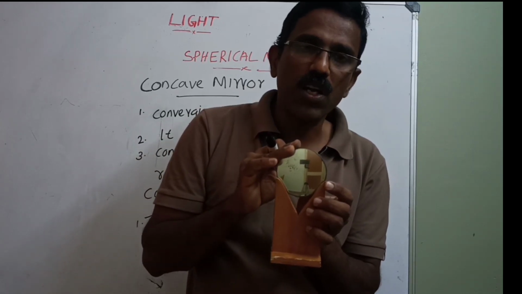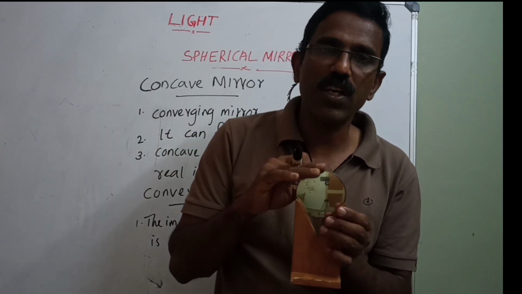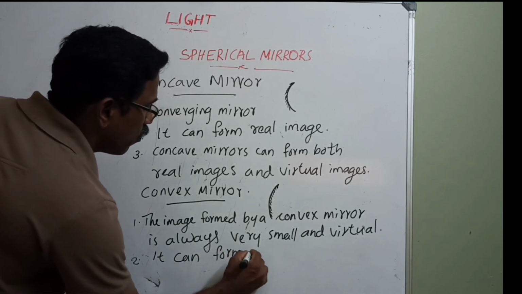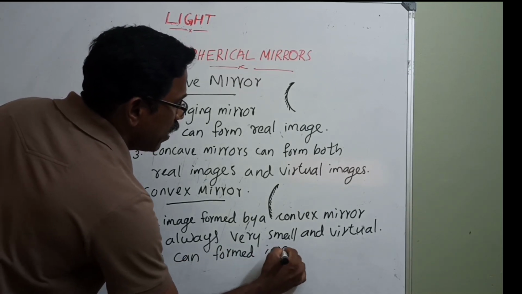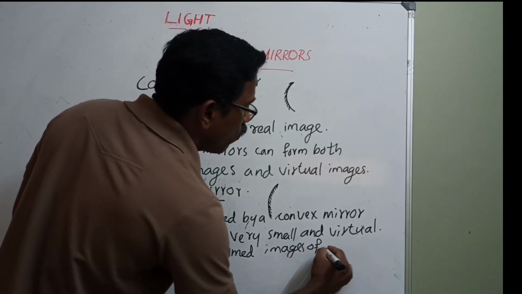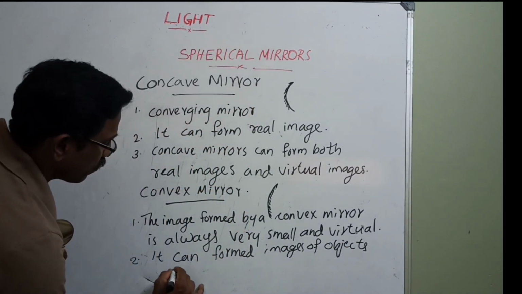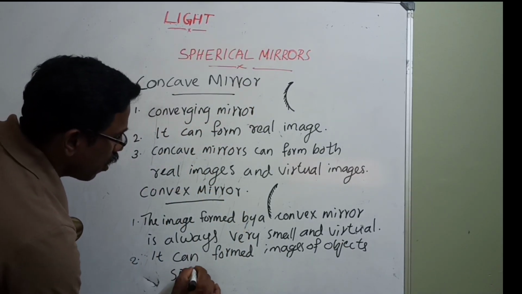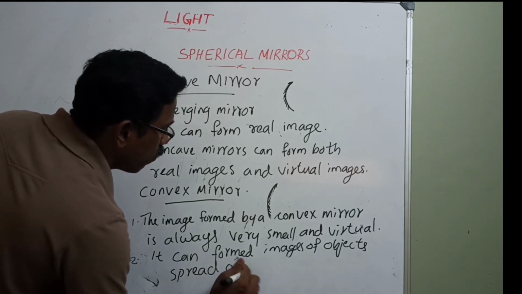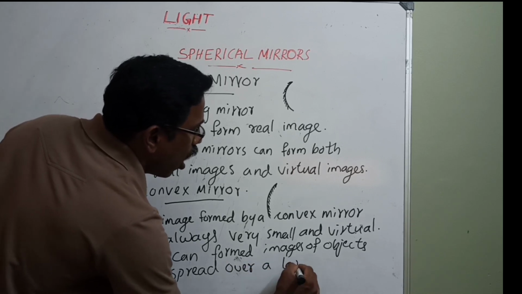So this convex mirror is used as a rear view mirror in vehicles. It is used as a rear view mirror in the vehicle. It can form images of objects spread over a large area.